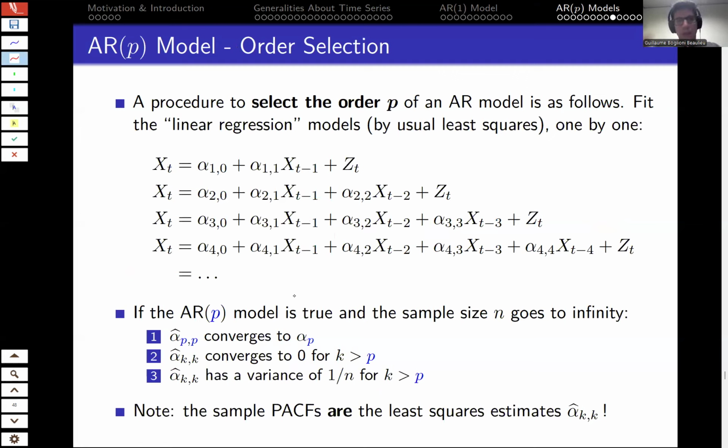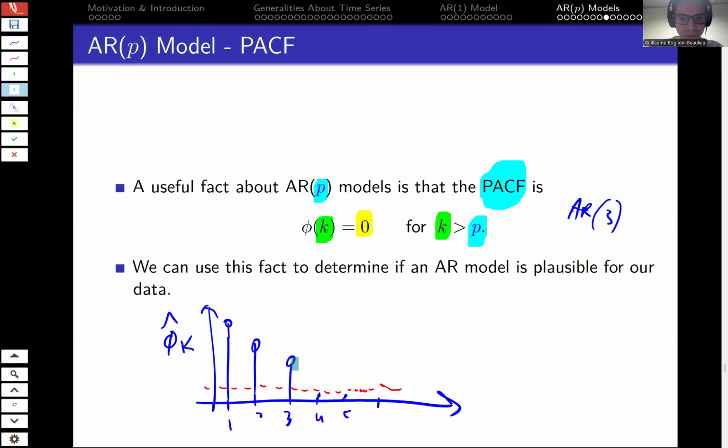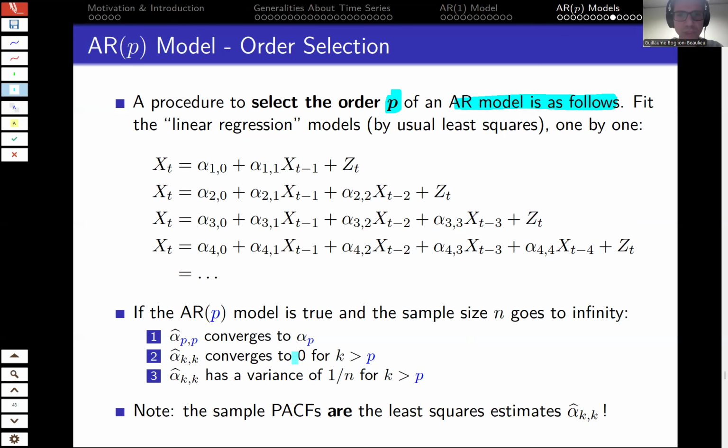So a procedure to select the order P of an AR model is as follows. But frankly, this procedure really is quite equivalent to what I explained here with this little ugly chart. Pick the last lag at which the partial autocorrelation is significant. But still, we should review this slide. So fit several linear regression models by least squares, as you would have seen in your stats course, one by one. And those are the models you fit.